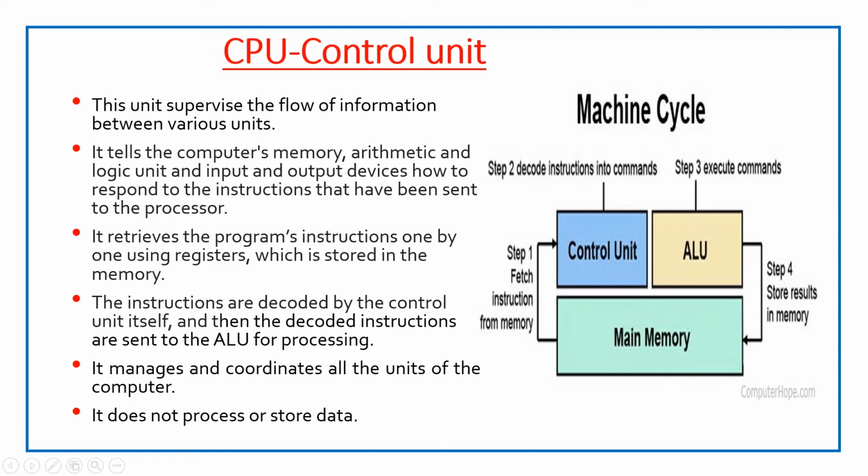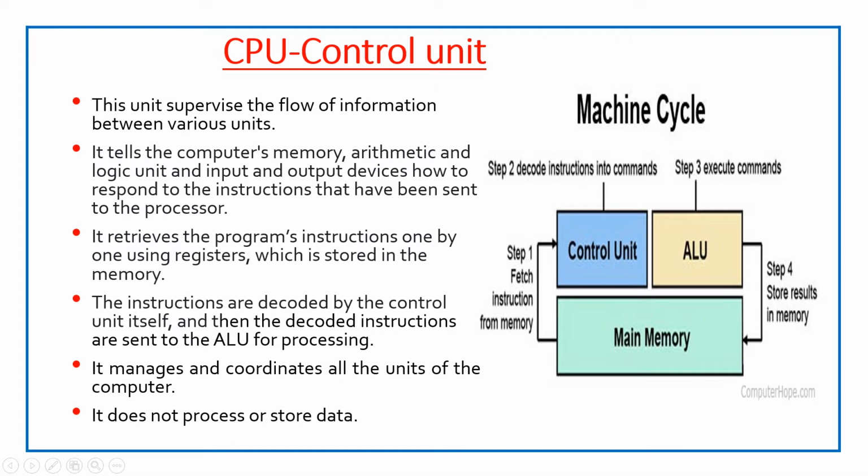The instructions are decoded by the control unit itself, and then the decoded instructions are sent to the arithmetic logic unit for processing. So it fetches the instruction and then it decodes the instruction and then it executes the instruction. So here in this point we can see that the instructions are decoded by the control unit itself, and then the decoded instructions are sent to the arithmetic logic unit for processing.